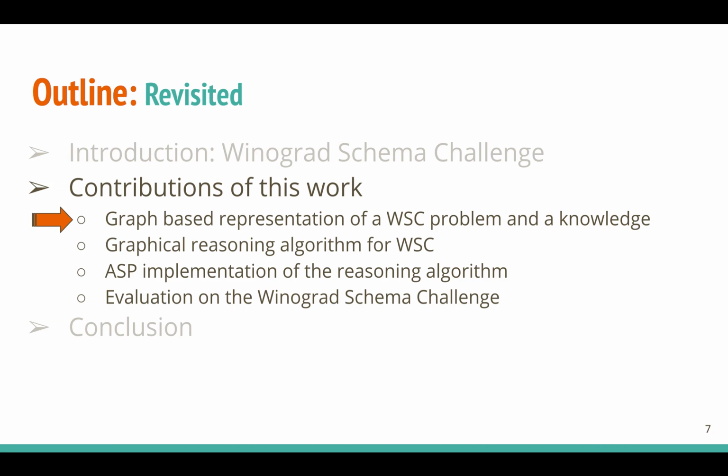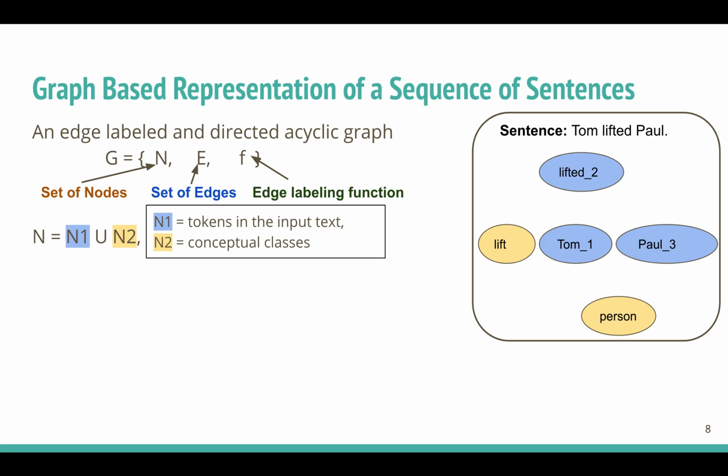Now let's take a look at the contributions of this work, which explain how we tackle this problem and how we try to solve this problem. So the first contribution is graph-based representation of a Winograd Schema Challenge problem and a knowledge that is needed to solve that problem. Before going into the representation of a Winograd Schema Challenge problem, let us define a graph-based representation of a sequence of sentences in English. I'll explain in the next few slides how this is useful in representing both knowledge and Winograd Schema Challenge problem.